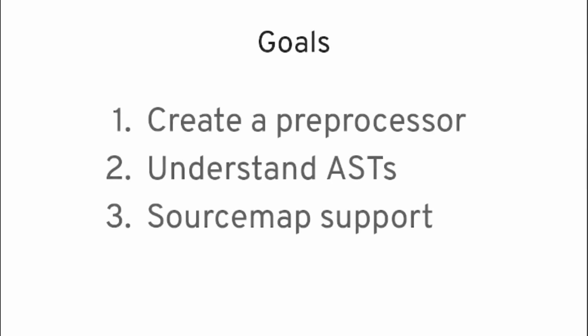But for this talk, I have some goals that I'd like to share. Over here I have 3 goals. One is to create a preprocessor from scratch. The second is to understand ASTs, or abstract syntax trees, or more specifically in this talk we dig into the Svelte AST. And lastly, we will look into source map support so that we can improve the developer experience when they want to debug their Svelte code. So with that said, let's get started.